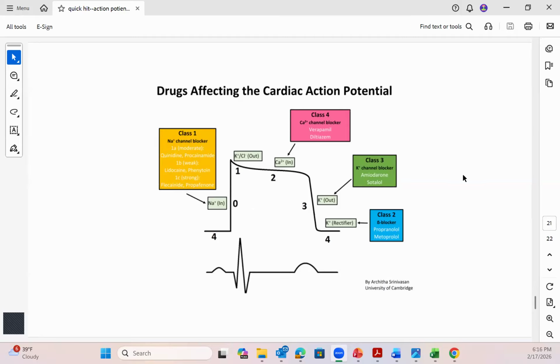We're going to bop on over to class 2. Class 2s are our beta blockers. They actually work a little bit more on that phase 4 all the way to the right. You see that class 2 box, the blue box on the right.